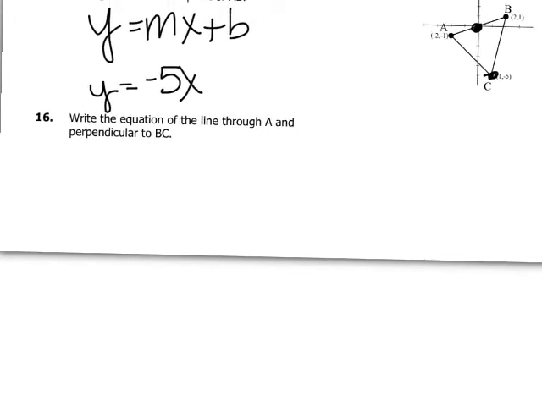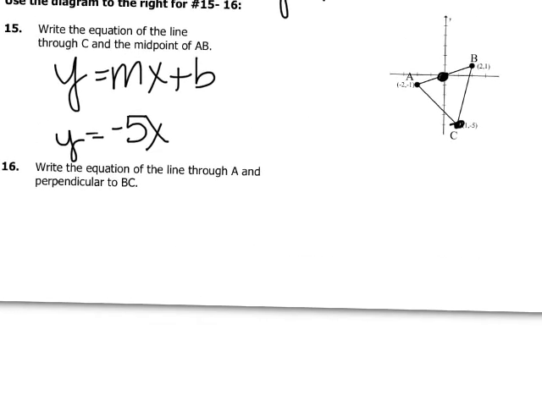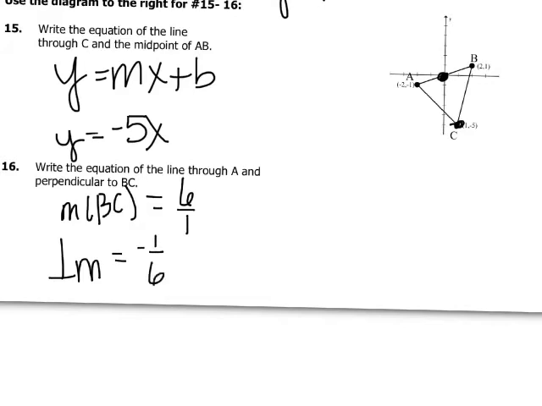Line through A and perpendicular to BC. Well, first, what is the slope of BC? So I go rise 6, run 1. So 6 over 1. So a perpendicular slope would be negative 1/6.